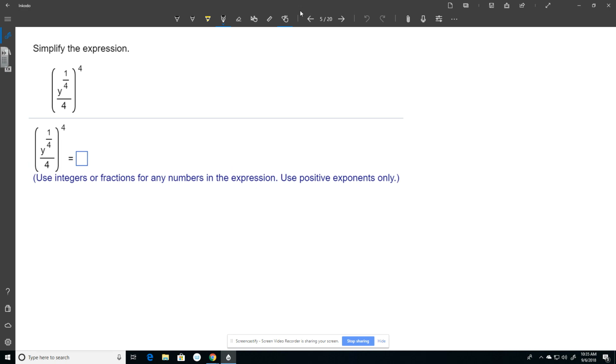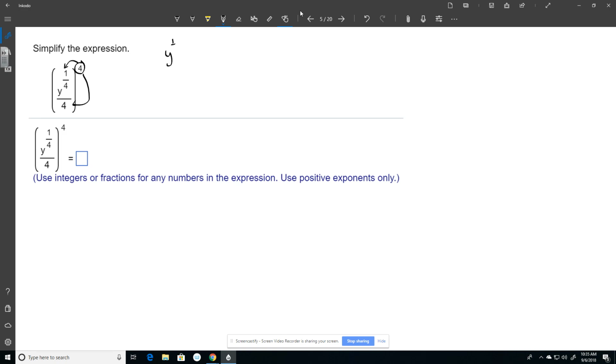All right, number 5, simplify the expression. So we have a fraction, and on the top of the fraction is a variable with a fractional exponent, and then on the outside of the parentheses is another exponent. So remember the trick about parentheses. Anything on the outside connected to it needs to be distributed to the inside. So this 4 needs to be distributed to the y on top, and it needs to be distributed to the 4 on the bottom. So let's do the top first.